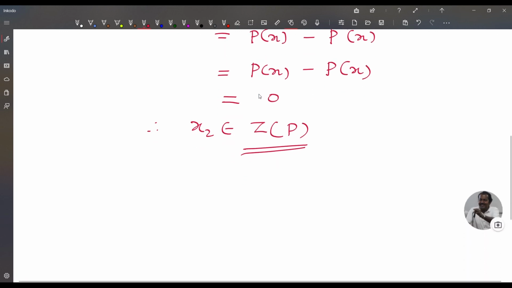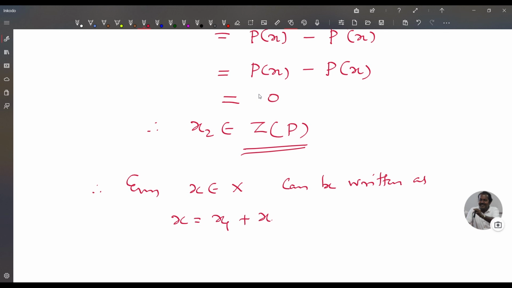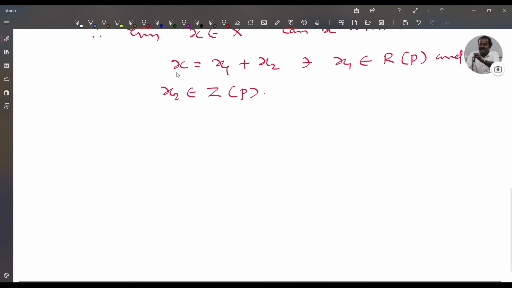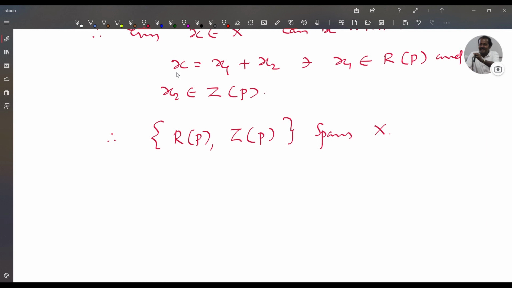Therefore, every x in X can be written as x is equal to x1 plus x2, such that x1 belongs to the range space of P and x2 belongs to the 0 space of P. Therefore, the set R of P, Z of P spans X. So this implies X is equal to R of P plus Z of P.